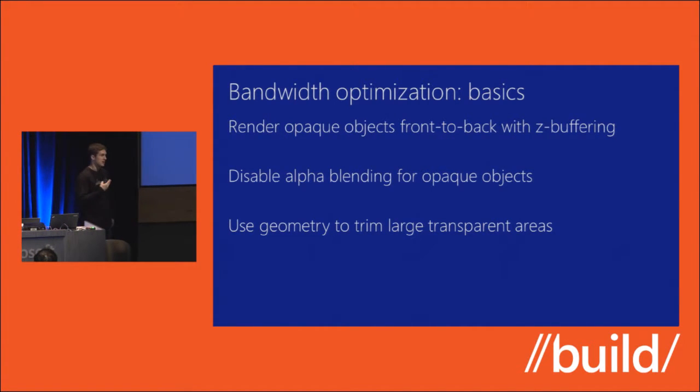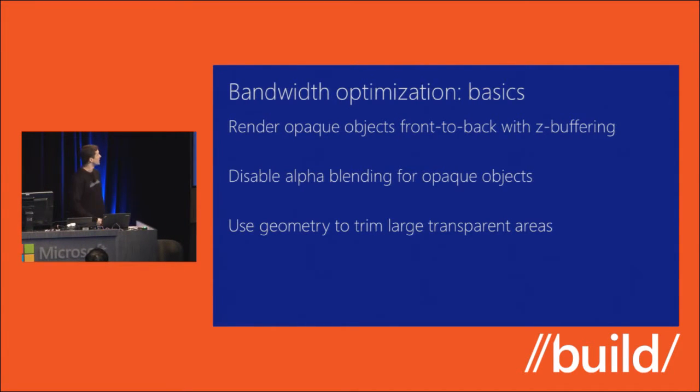Second, as I mentioned before, alpha blending adds an I/O cost. It's going to cost you bandwidth, so make sure you only turn it on when you really need it. Third, large transparent areas, they aren't providing any visual impact. Don't render them. Make sure you use some geometry to trim large areas. So these are pretty much oldies but goodies. Rendering techniques have been around for a while, but you really want to exploit them on these low bandwidth, power efficient platforms.